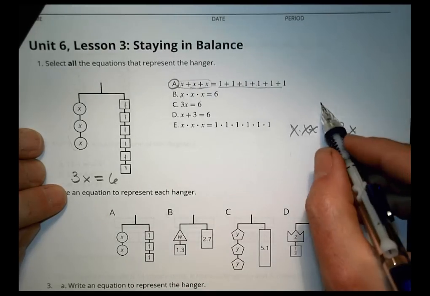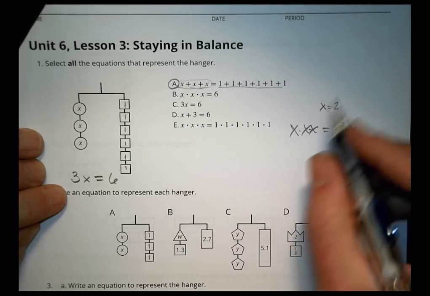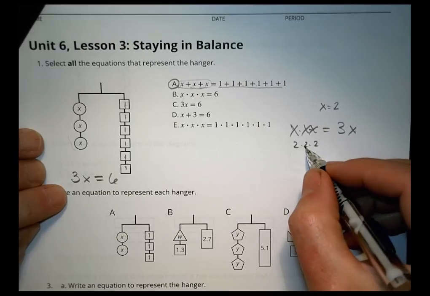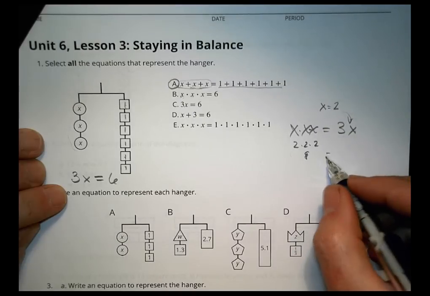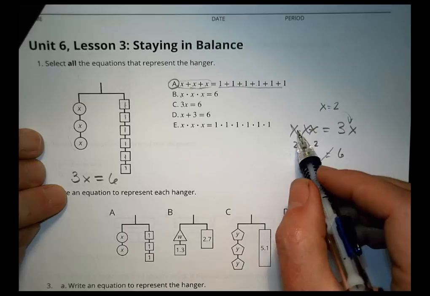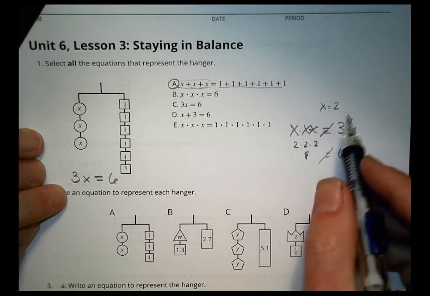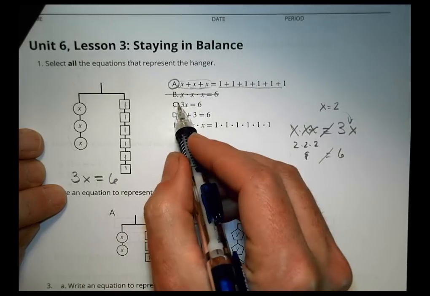Okay, let's pretend that x had a value of, let's just use 2. So what is 2 times 2 times 2? 2 times 2 is 4, times 2 is 8. But if I put a 2 in 3x, what's 3 times 2? That's 6. That doesn't work. So x times x times x is not the same as 3x. So keep that in mind. This is not a true statement. But this one we already know is.